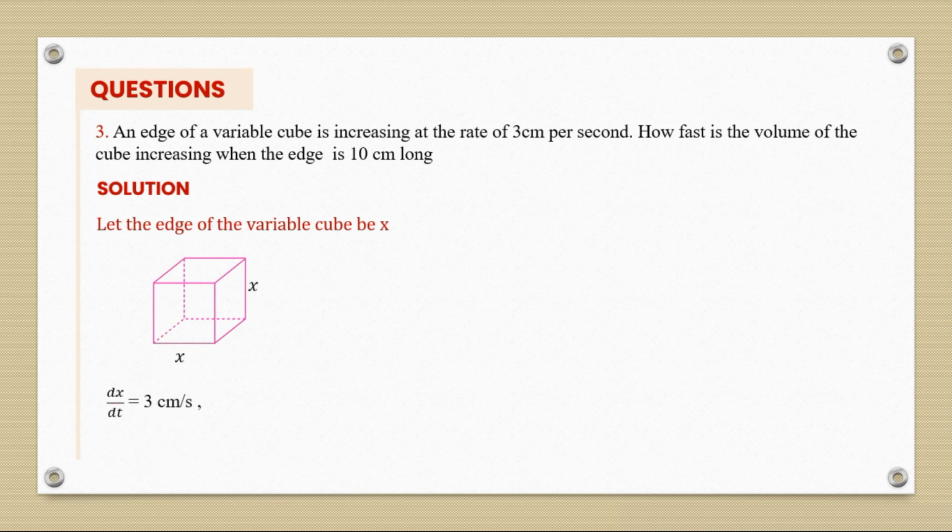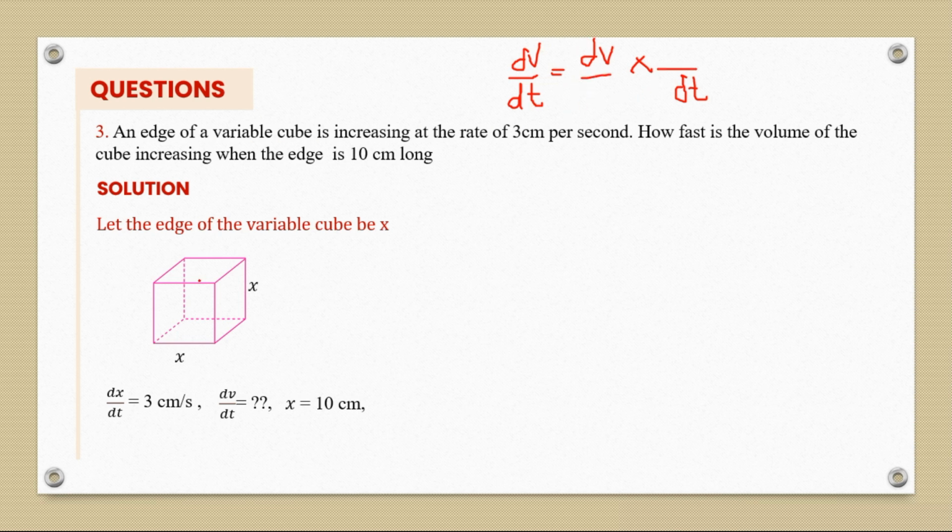Then we've already been told that dx/dt, which is the rate of change of the edges, is 3 centimeters per second. And then what we're being asked to look for is dV/dt. But we also know that x is 10 centimeters, as we've been given right there. So that means that since we're looking for dV/dt, let's see what we're looking for. So we're trying to connect rate of change of volume with that rate of change of the edges of the variable cube, because the cube is actually increasing in size per second. So now we have dV right here, then we have dt down here.